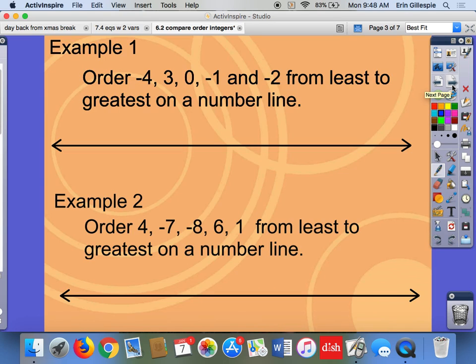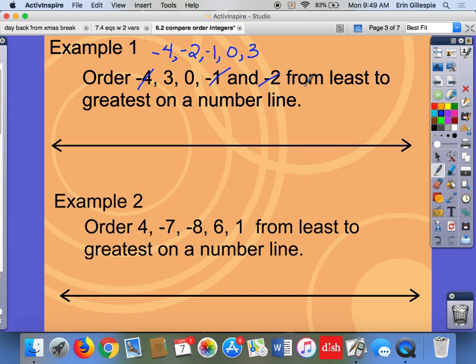So for example, you've got -4, 3, 0, -1, and -2. We want to put those in order from least to greatest on a number line. When you're asked to put them in order from least to greatest on a number line, remember that the number line should accurately show where all those numbers are. So if I were to look at just these 5 numbers and simply put them in order from least to greatest, remember least would mean farthest away from 0, to the left of 0. So the most negative number here is -4, that's our smallest number. And then I'd have -2, -1, 0, and 3, right?